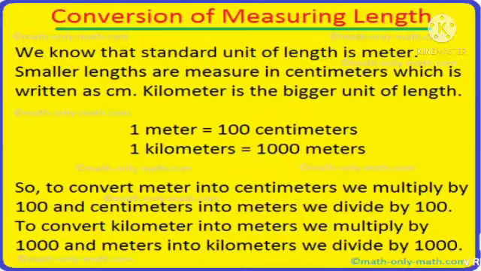Children, let us see the conversion of meter into centimeter and centimeter into meter, kilometer into meter and meter into kilometer. So, to convert meter into centimeter, we multiply by 100, and centimeters into meters, we divide by 100. To convert kilometer into meters, we need to multiply by 1000, and to convert meters into kilometers, that is smaller to bigger unit, we need to divide it by 1000.